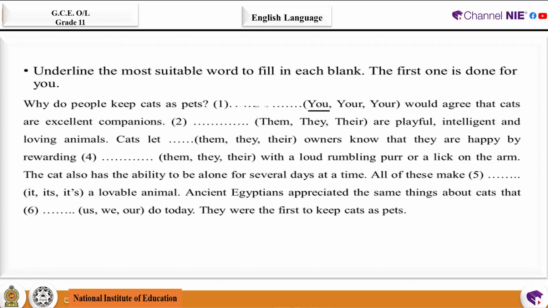The second example, what do you find here? You are given 3 options and you have to find the appropriate pronoun to fill in the blanks and to make the paragraph meaningful. So, for example, why do people keep cats as pets? Then in the second sentence, we are going to start the second sentence with a blank. So then we should have a better understanding about subject pronouns. You would agree that cats are excellent companions. So, throughout this paragraph, we can see the pronouns are in use and you have to be very good in your understanding, your knowledge and your awareness about pronouns.